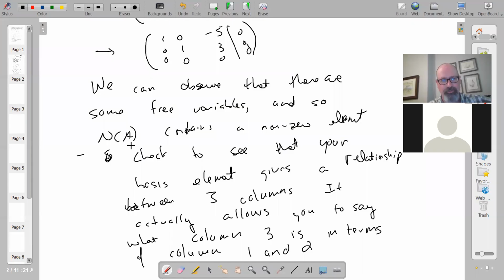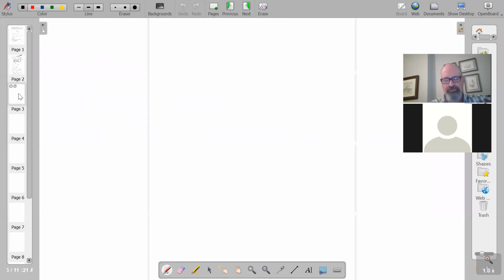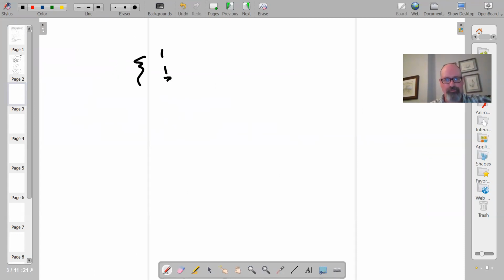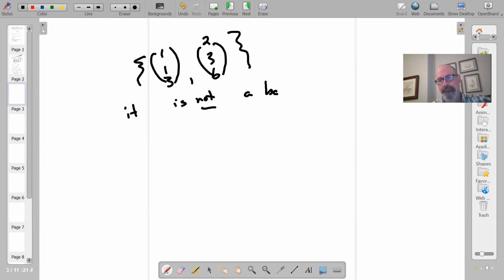So this entails thinking about the fact that we know the first 2 vectors span it. I always have to remember what they are. So it's 1, 1, 3 and 2, 3, 6. When you reduce 1, 1, 3 and 2, 3, 6, that set of 2 vectors spans the same subspace of R3 as the original set. It isn't a basis for R3 because it doesn't contain enough vectors.